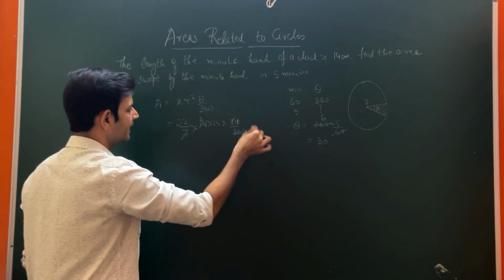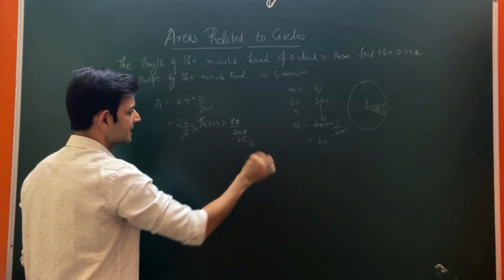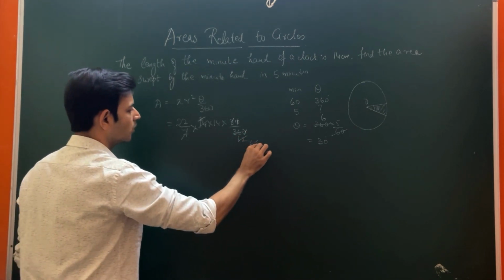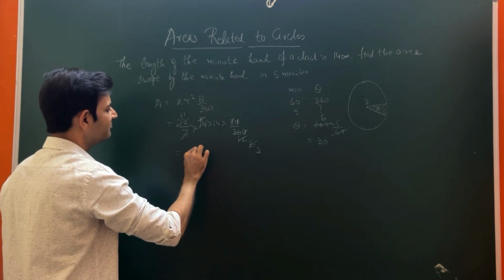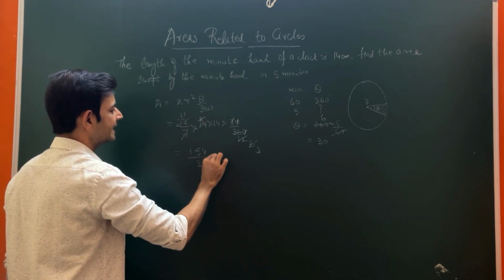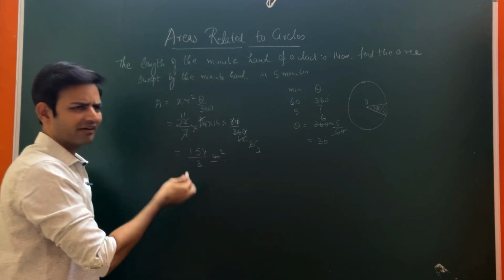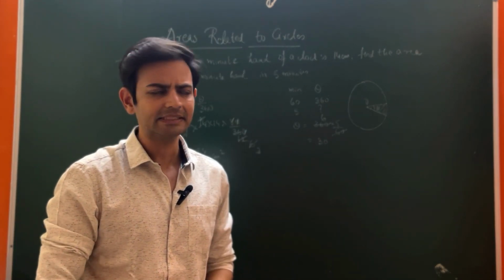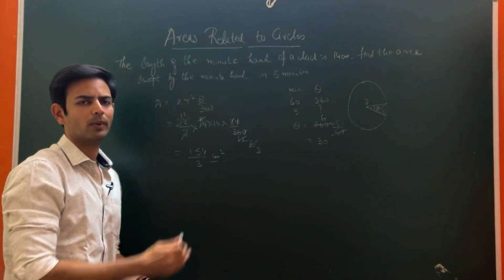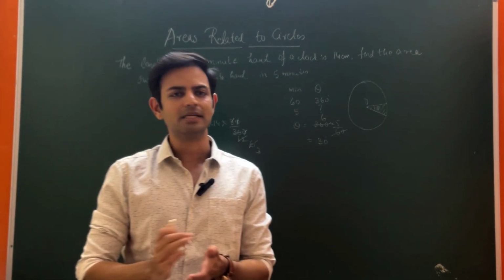1s are 12, goes 6, goes 3 and 11. So we can say 154 by 3 centimeters square. You can divide further and get the actual value in decimal up to 2 decimal places. So this is how you can solve the questions which are based on the sector of a circle.